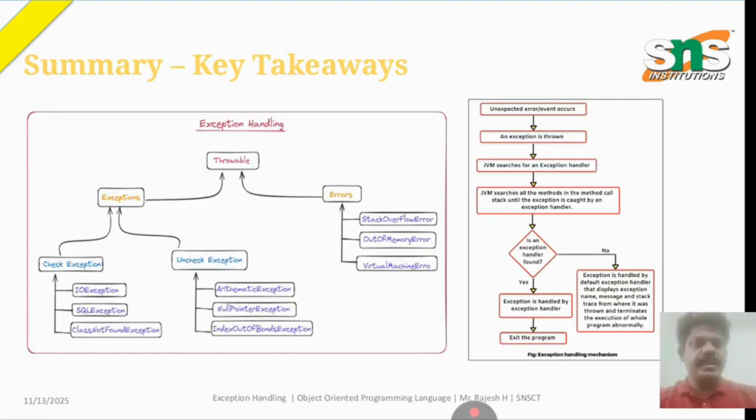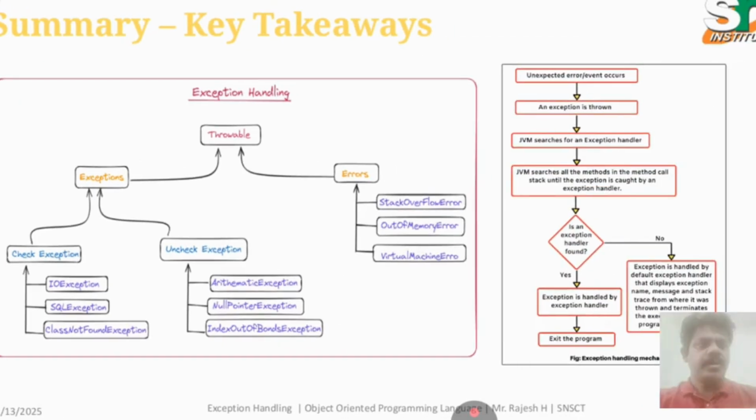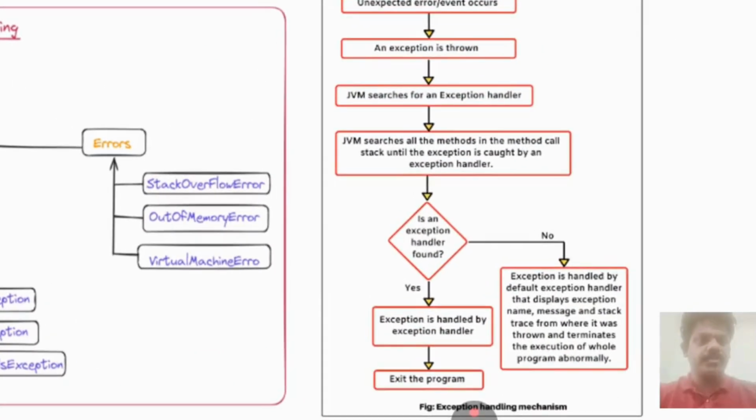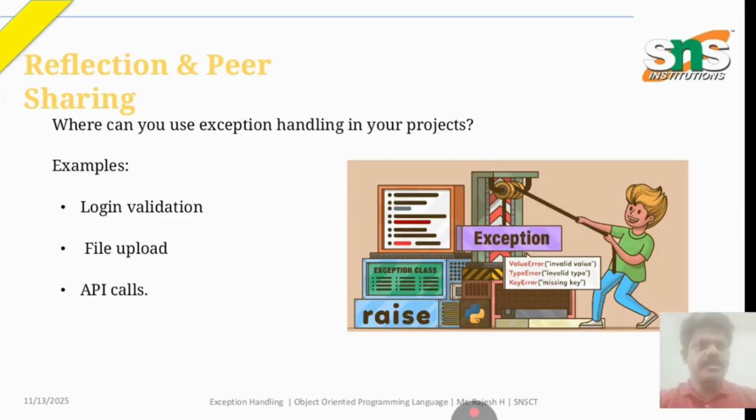And the summary is here. It is given as a mind map: what is an exception, throwable, the types of errors we have discussed, and we also discussed the differences between checked exception and unchecked exception. Also we came to know the try catch block flow chart, right, how the try block, catch block and finally block are executed.